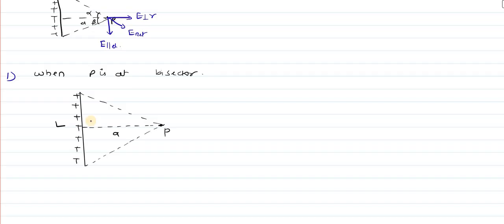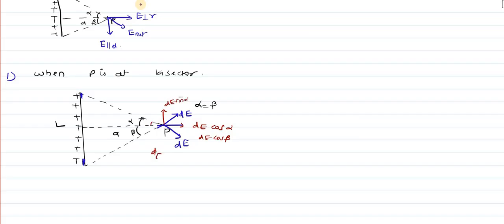For the finite rod, when I take the midpoint, that means alpha must be equal to beta, correct? So what will happen here if you solve this? You will get the electric field due to this. And if you take one element, due to that the electric field will be in this direction, dE. When you resolve this into two components, you will get dE cos alpha, dE cos beta, and dE sin alpha, dE sin beta.